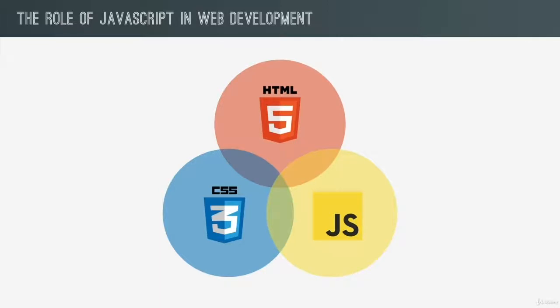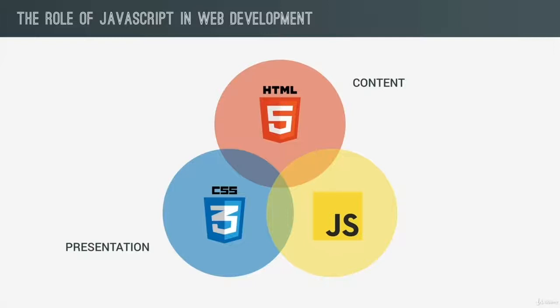So HTML, CSS, and JavaScript all work together to create beautiful, interactive, and dynamic websites or web applications. Now, the HTML is responsible for the content of the page. So the text, the images, the buttons, and all the content that you see on a web page is always written in HTML. Then the CSS, of course, is responsible for the presentation of that content. So basically for styling and for laying out the elements on the web page.